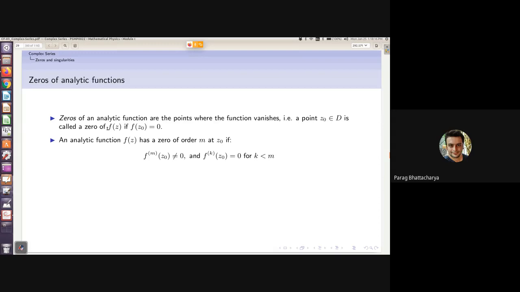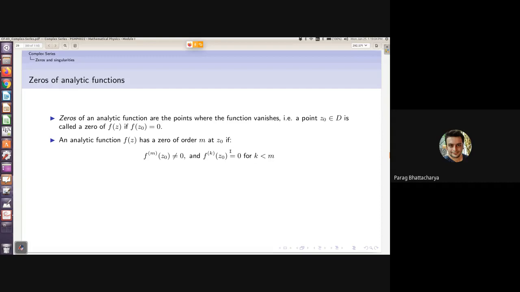Zeros also have an order. The analytic function has a zero of order m at z naught if the mth derivative of the function at z naught is non-zero, but for all values of k less than m it is zero. Let's say I have a function f of z. The function is zero at z naught, the first derivative is also zero at z naught, the second derivative is again zero at z naught, but the third derivative at z naught is not zero, then 2 is the order of the zero.